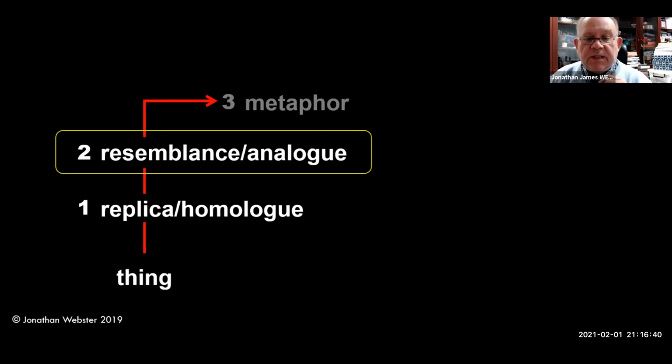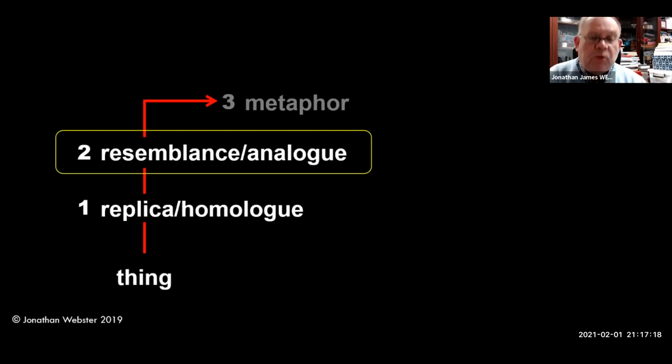The next stage is something that resembles it. It is the analog. Have you ever gone to look at these Lego shops and these Lego figures? They sort of look like people. And a child will play with them. They are somewhat resembling people, right? But they're not a replica by any means, but they resemble. That's the difference between a homolog and an analog.